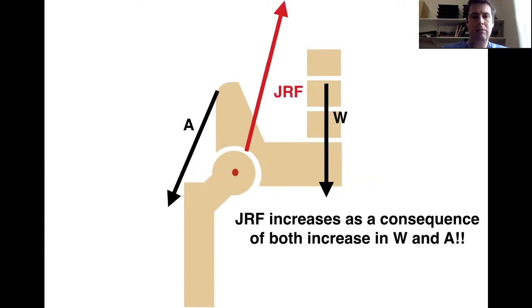So the increase is not just a consequence of the increase in the downward force W, but it increases also because of the downward component of the vertical component of the abductor muscle force. So both an increase in W and A result in an increase in the joint reaction force.